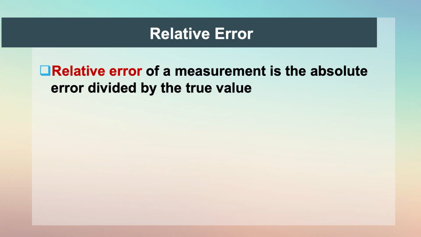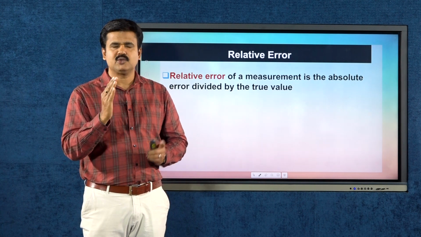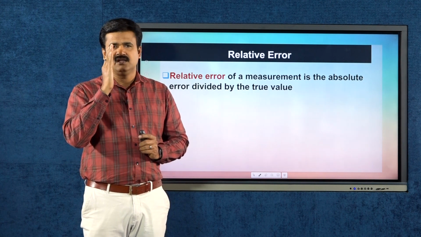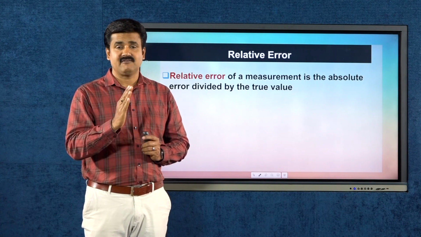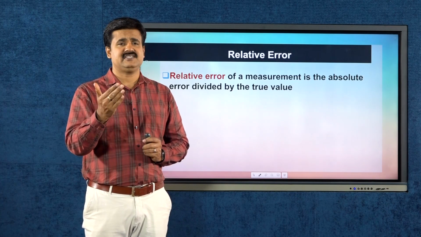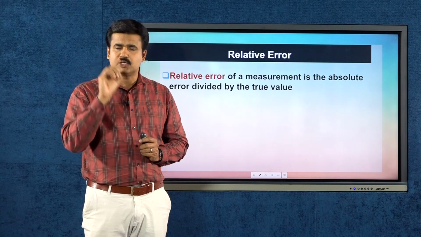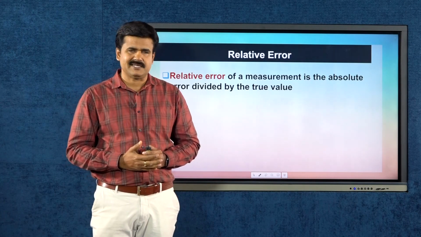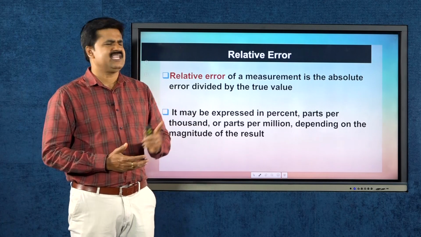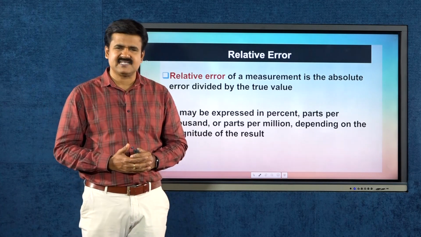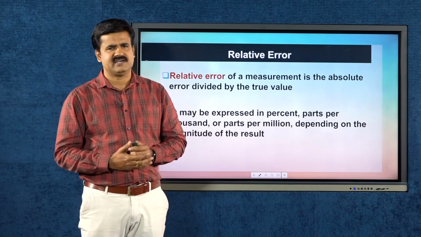Now, the second type of error, that is relative error. Relative error of a measurement is exactly the absolute error divided by the true value. Absolute error is equal to the modulus of the difference between the experimental value and the true value. That quantity should be divided by the true value to get the relative error. It may be expressed in general as a percentage by multiplying by 100.